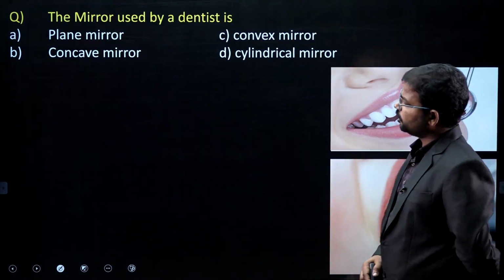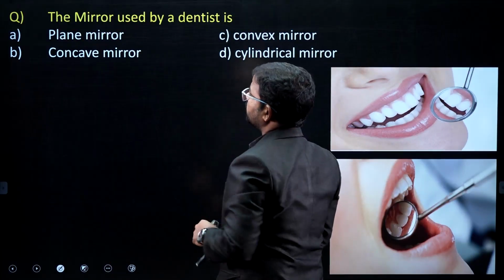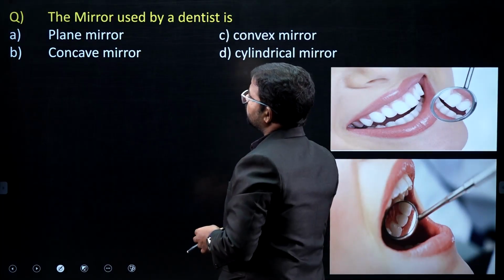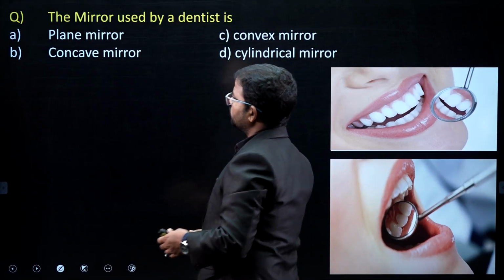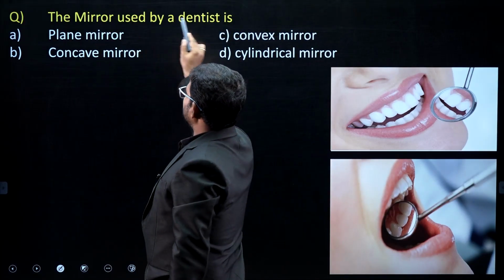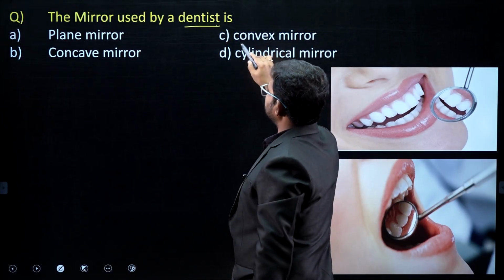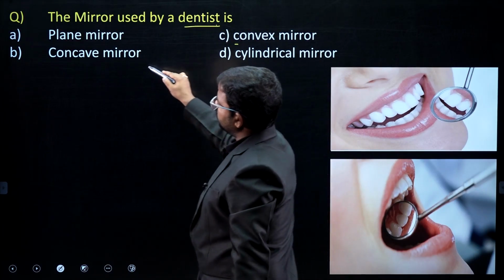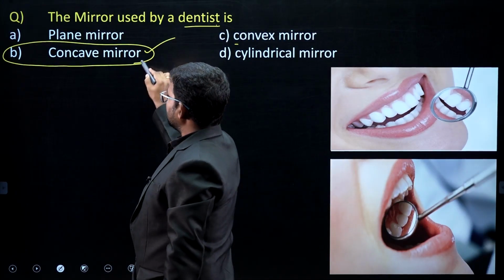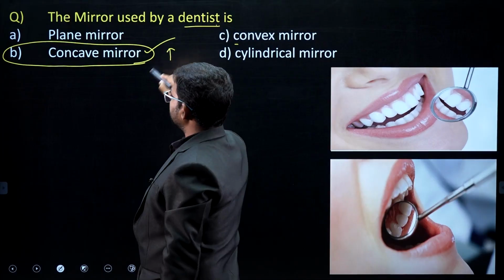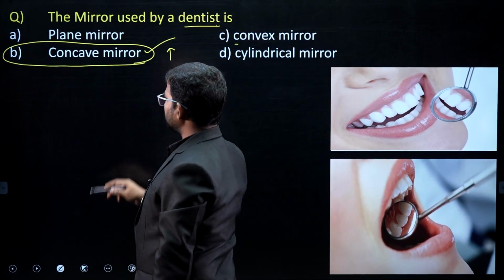Next one, the mirror used by a dentist is: plane mirror, concave mirror, convex mirror, or cylindrical mirror. The mirror a dentist uses is generally a concave mirror. It increases the size of the image. That's why we consider a concave mirror.